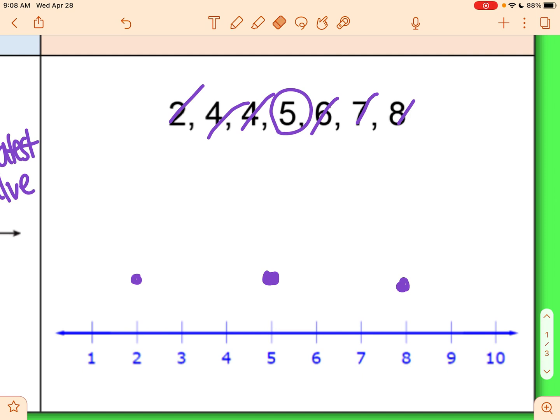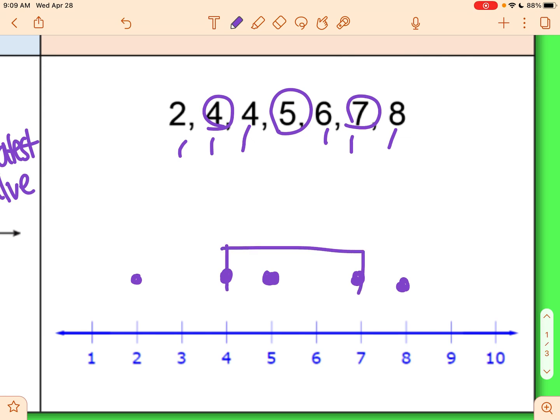That's your median, that's the middle number. Now the interquartile range: our first quartile is 4, our third quartile is 7. So put a dot at 4 and put a dot at 7. Now we should have 5 dots on our number line. Now we need to create our box. So draw a box connecting 4 and 7, and then put a line down your median, and then just connect the other 2 dots. And that is your box and whisker plot.